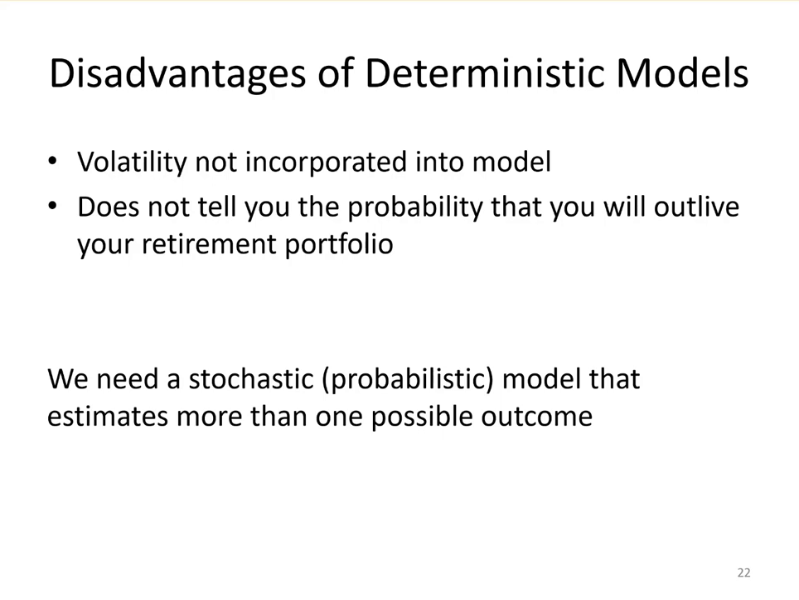Now, let's talk about some of the disadvantages of the deterministic model. One is volatility was not in the model. There's nowhere the standard deviation had an effect. So it could not answer questions like, what's the probability that those returns, which I assume, do not work out, and I don't have enough money to retire. So what we need to do is move on to a stochastic or probabilistic model in the next section, where I can answer those types of what-if scenarios.